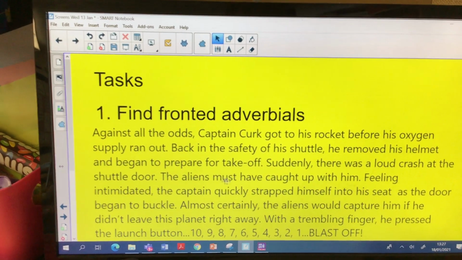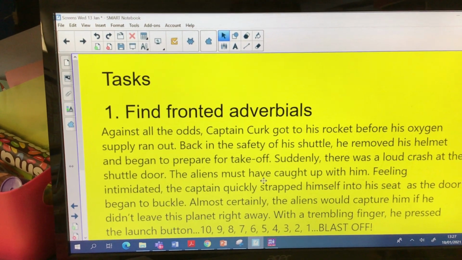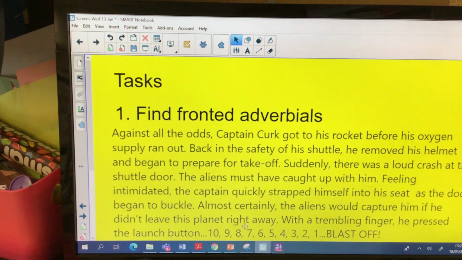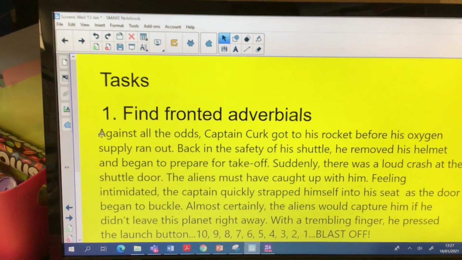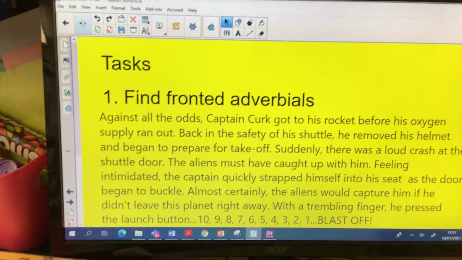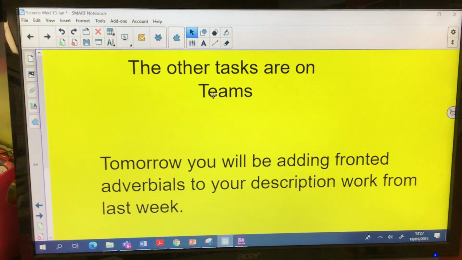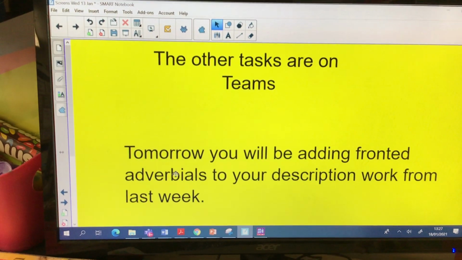Okay, so your tasks. The first task looks like this. It's quite a big text, so you've got to find the fronted adverbials and highlight them or underline them. You need to look for those beginnings of sentences that then have a comma, because that will help you identify them. The other tasks are on Teams. So there's that task there, and there's a couple of other ones underneath for you to do today, just to practice those fronted adverbials.